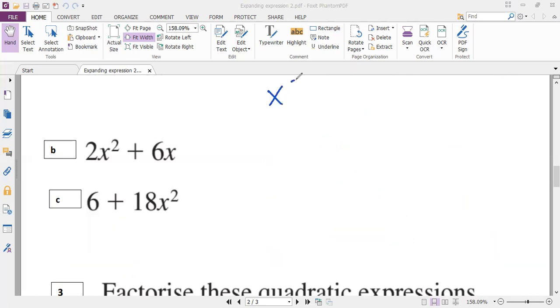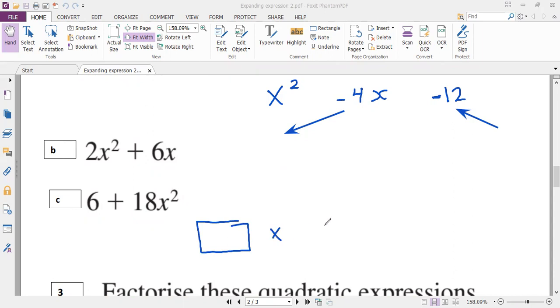What if I have x squared, and at the end I'm going to write minus 12, and here minus 4x? You know that the negative 12 is the product and the negative 4 is the sum. So we can do a lot of guesses. We can try many trials to find the two numbers, the product negative 12 and they add up to negative 4.